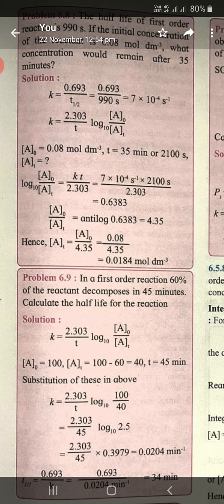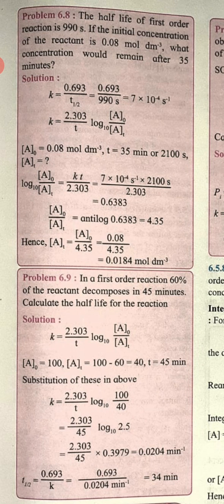So this calculation gives 0.6383. By taking anti-log on the right hand side, we get log to the base 10 A0 upon A, so A0 upon A is equal to the anti-log of 0.6383, and the anti-log of 0.6383 is 4350, and because the characteristic is 0, it gives 4.350. Okay, so this is the value of A0 upon A.